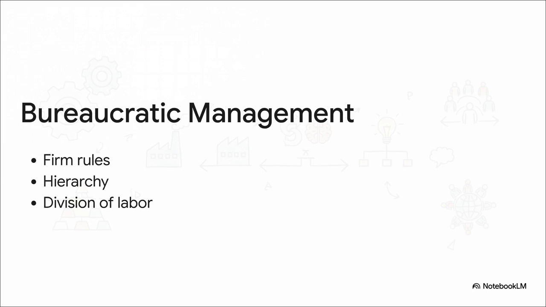Then, Max Weber added to this administrative structure by envisioning what we now call bureaucracy. Weber's ideal system was completely impersonal and entirely rational. It relied on really firm rules, strict policies, a very fixed hierarchy of authority, and clear divisions of labor. Now, while it was originally designed to create fairness and predictability, you might recognize the extreme version of this today as endless corporate red tape. You can thank Weber for that.